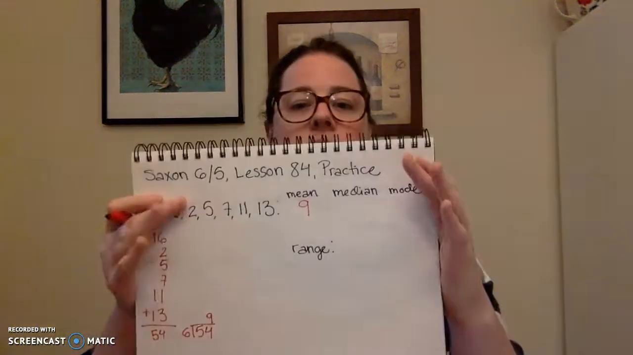because we have 6 numbers in our data set that we added together in order to find our total. 54 divided by 6 should be 9. So our mean, the average, is 9.